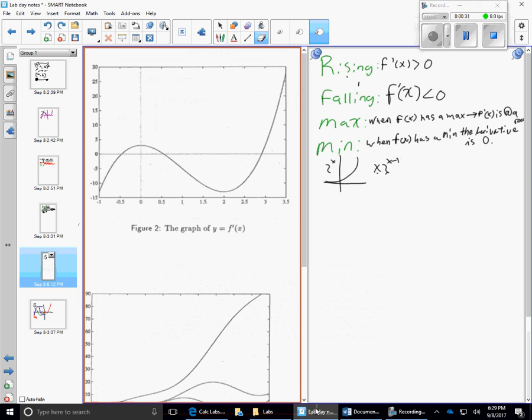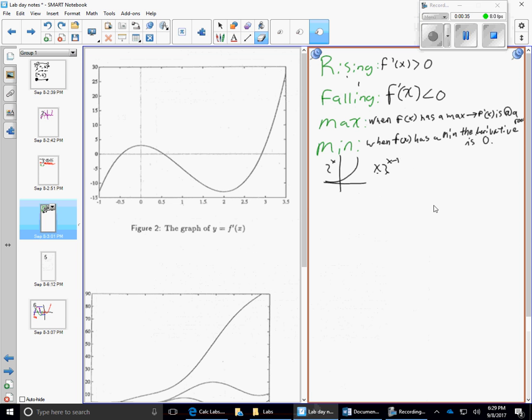So let's go over to our conjecture here. So it's on this page, and we have the conjecture. When the function is rising, the derivative is greater than 0. When the function is falling, the derivative is less than 0. And at a maximum or a minimum of the function, the derivative is 0.